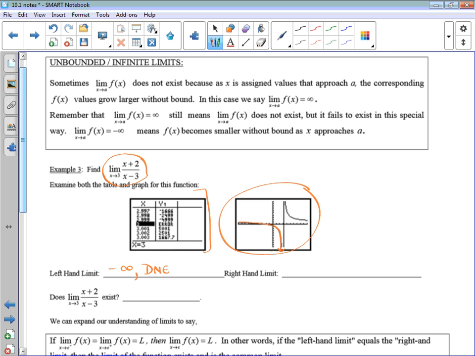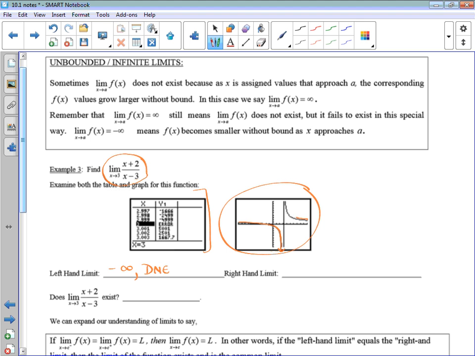Because if I'm talking about as x approaches 3, 3 is a defined number, right? Then for the limit to exist, it would have to approach a defined value. Infinity is not one specific value. So you tell me the direction, hey, it's going towards negative infinity, but I know that really doesn't exist. Okay? So let's do the right-hand limit.